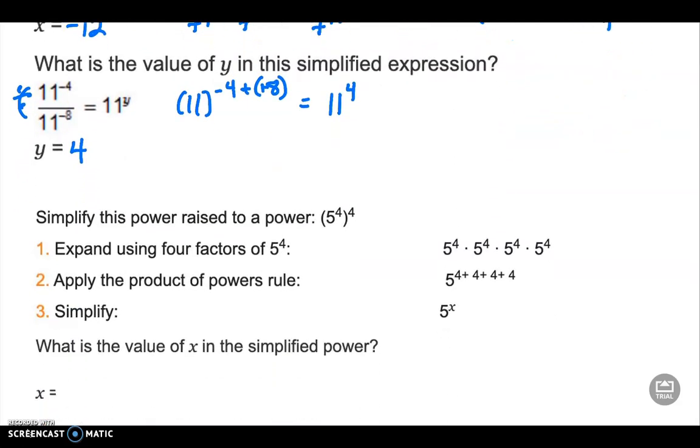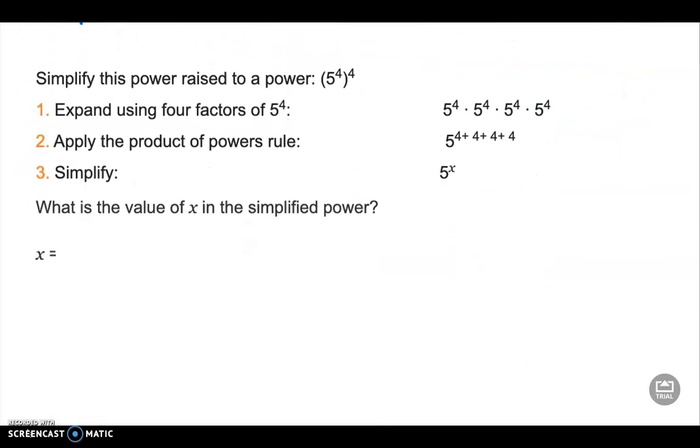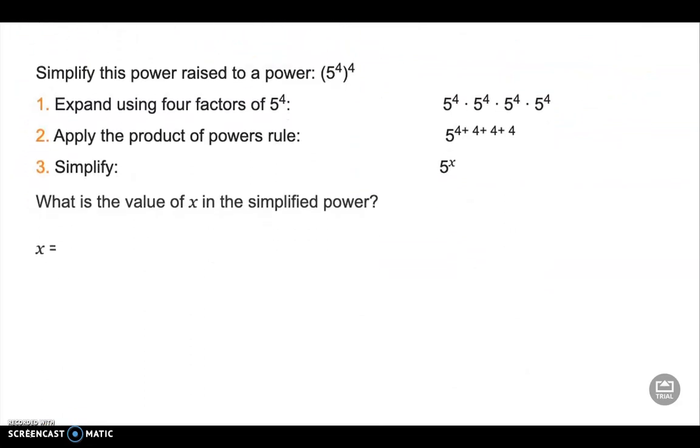So now we're going to use what we know about that to work on raising a power to a power. If we look at this, 5 to the 4th, all of that to the 4th power, we're going to expand it. So that's 5 to the 4th times 5 to the 4th times 5 to the 4th times 5 to the 4th. The product of powers rule says we can add all those exponents with the same base. So that's 5 to the 4 plus 4 plus 4 plus 4. And that is equal to 5 to the, x is going to be equal to 16. So that's 5 to the 16th power.